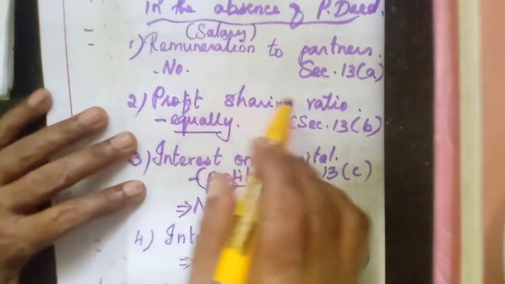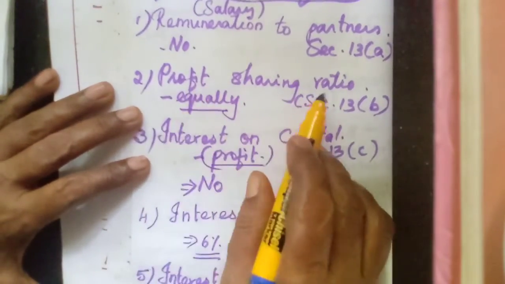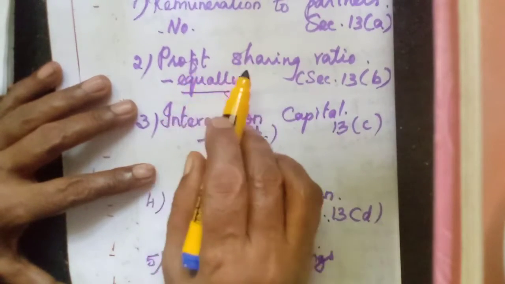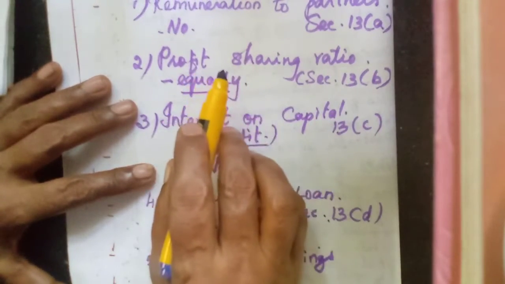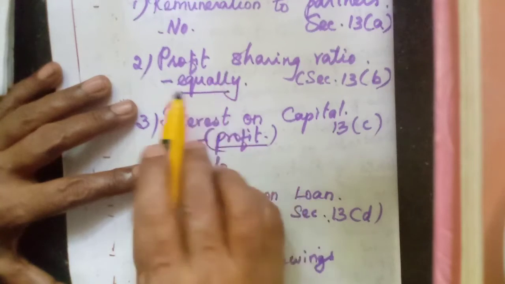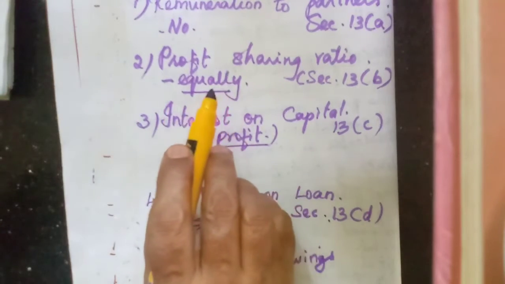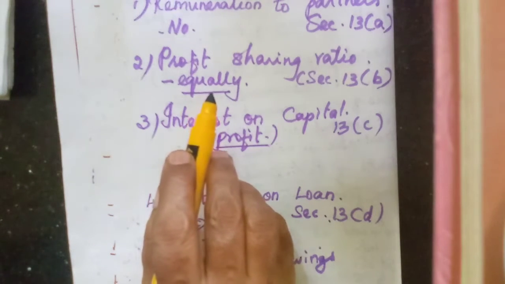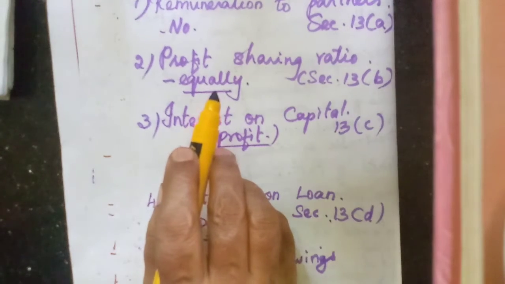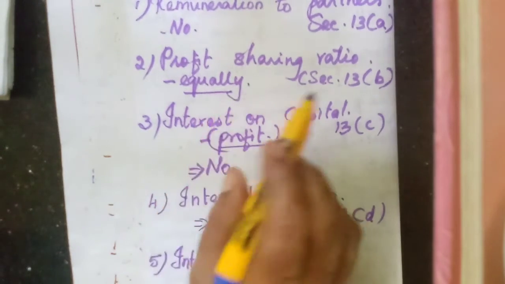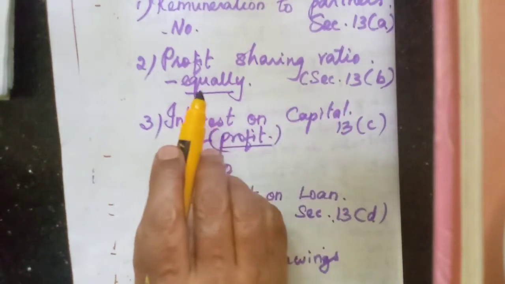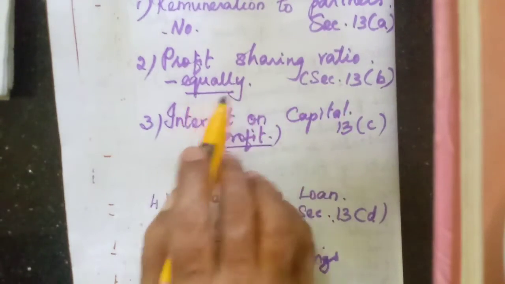Then about the ratio: profit sharing ratio will be agreed, but if they have not mentioned that ratio in the partnership deed, then they have to share the profit equally. If there are 4 partners and they get 1000 rupees profit, they have to divide and share 250 each equally. That is given in section 13B. The profit will be shared equally, and the loss will be shared equally.